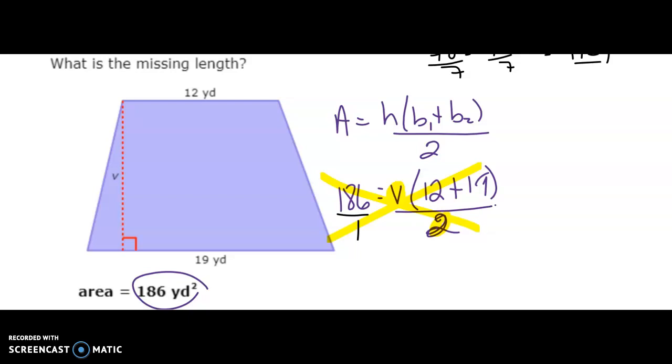So 1 times V times 12 plus 19. Actually, I can add those together right there. So that would be 31V equals, and then 186 times 2 is 12, 16, 17, carry the 1, 3. So 372 divided by 31, 12. Look at that. It is 12.